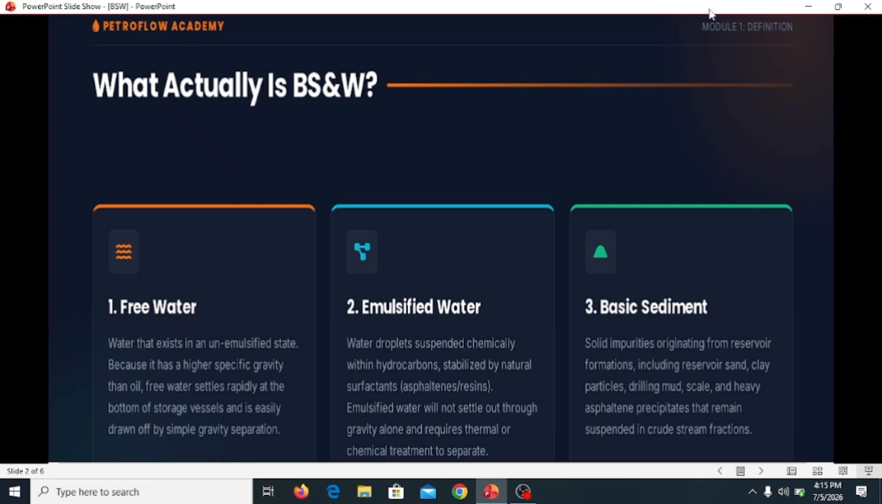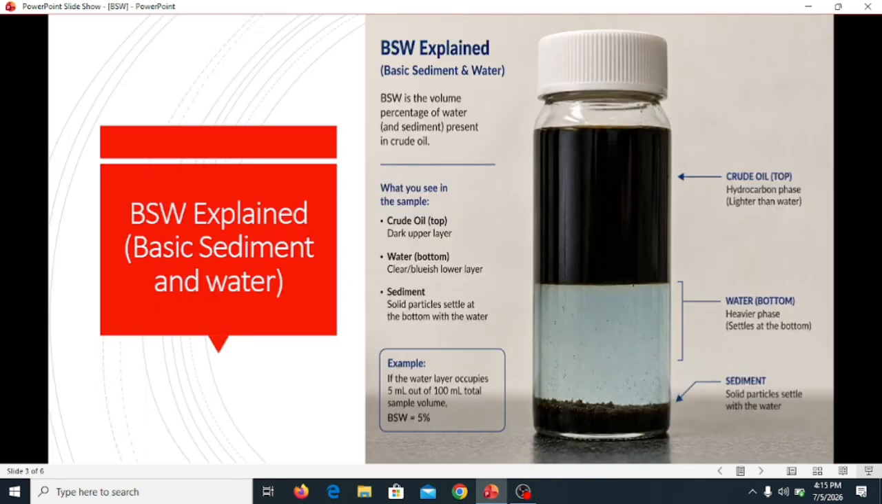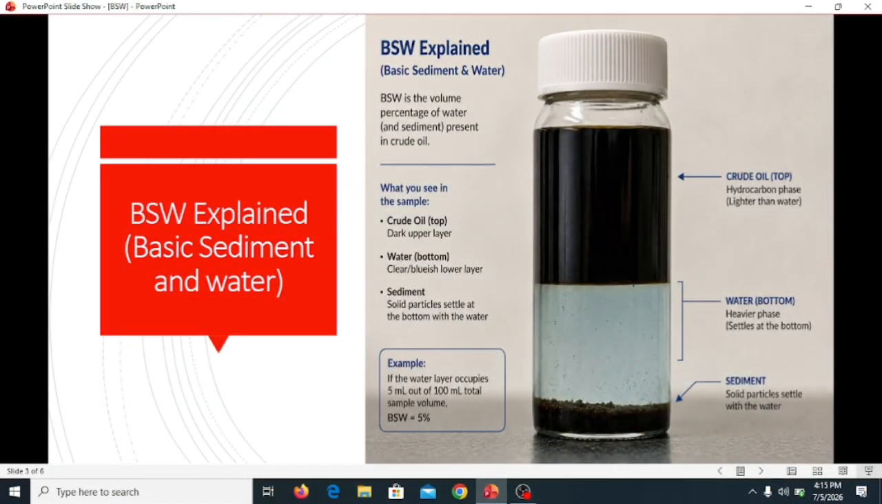Let me show you an example. This is an example of our crude oil sample. Now the BS and W, we have to check the BS and W of every crude oil before we transport that crude oil to any station or to our refinery. We have to check the BS and W quality of the crude oil, whether it contains water or does not contain water.